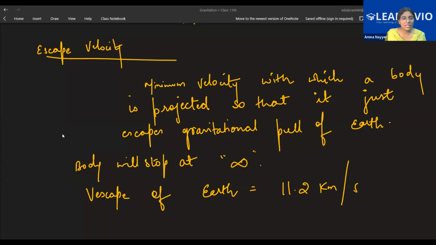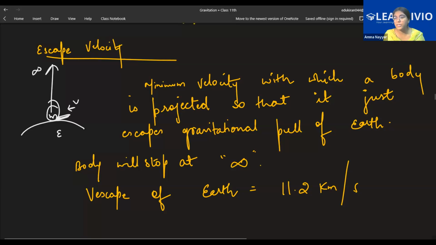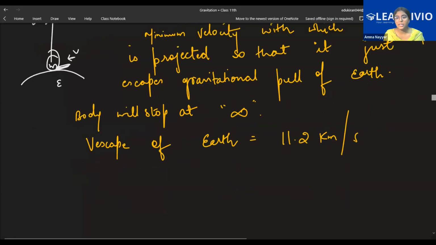It's like if this is the Earth, a body is present and this has to move away till infinity. So this velocity which it is overcoming at this step, this velocity is the escape velocity. Okay, this is the escape velocity. Next is, see, the body will stop at infinity. Velocity is 11.2 kilometer per second.